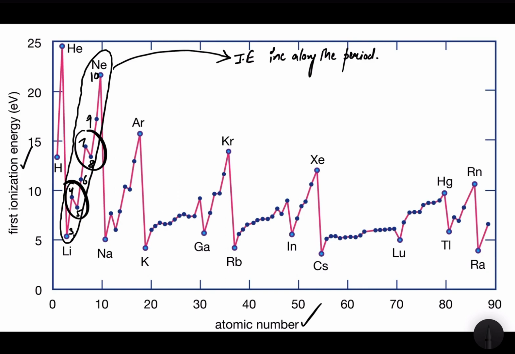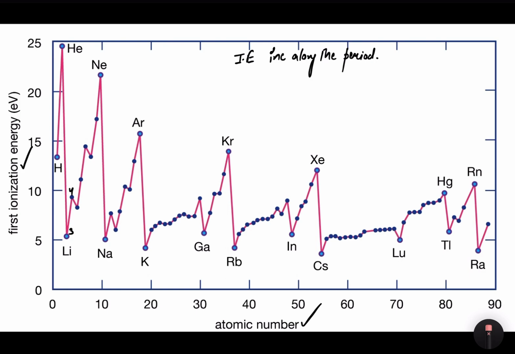Now let's talk about the group. First of all, what I have told you is that ionization energy increases along a period. So that means at the end of the period we will have the noble gases. So you can easily observe the maxima in ionization energy of all the noble gases at the end of each period.